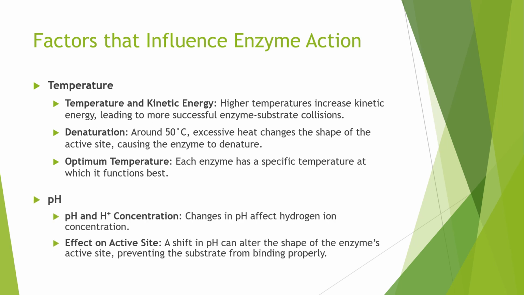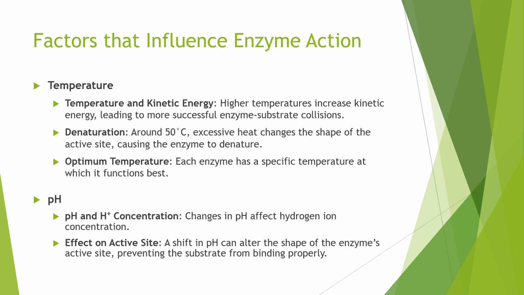So now let's move on to pH. pH is the concentration of hydrogen ions, or H+, in a solution, and this plays a key role in enzyme function. Changes in pH can affect the charge of amino acids in the enzyme, especially those in the active site. This can alter the enzyme shape, making it less effective, or even preventing the substrate from binding altogether.